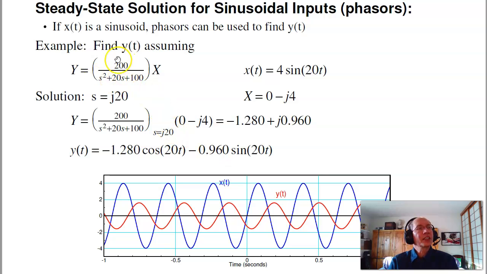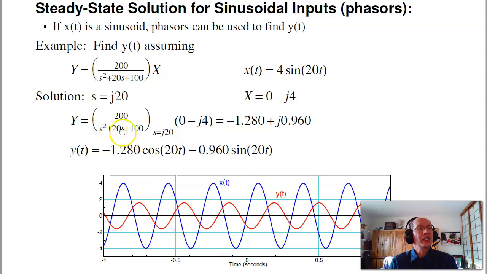Again, this is the gain at all frequencies. If x is 4 sine of 20t, then s is j20, that's your frequency. X is 0 minus j4, and in phasor analysis, real is cosine, minus j is sine, so this is 0 cosine, 4 sine. Then the output is gain times input. This is the gain everywhere.